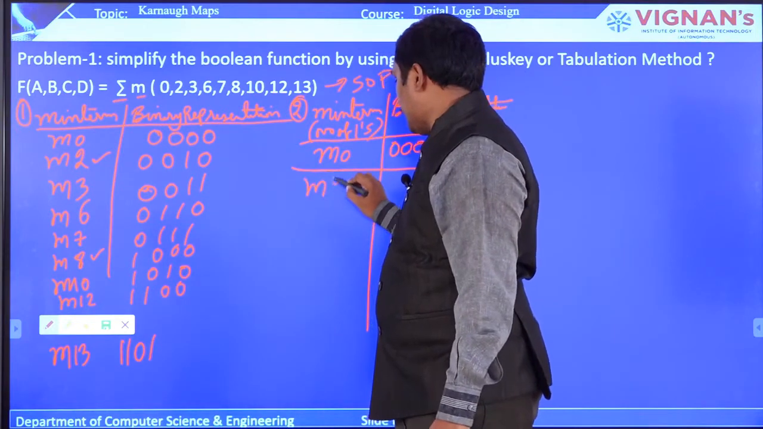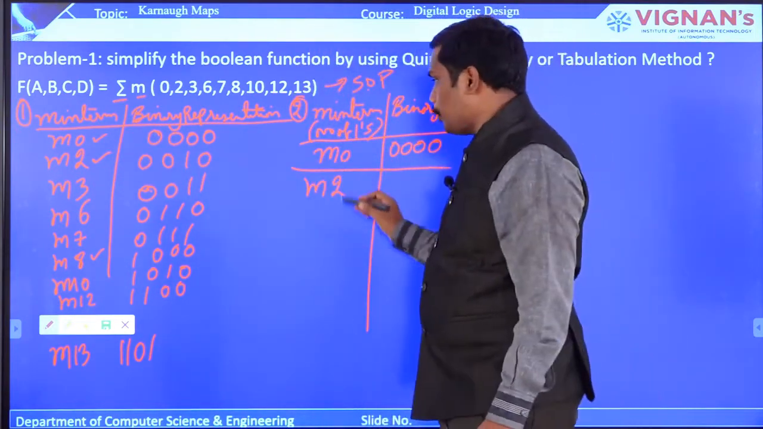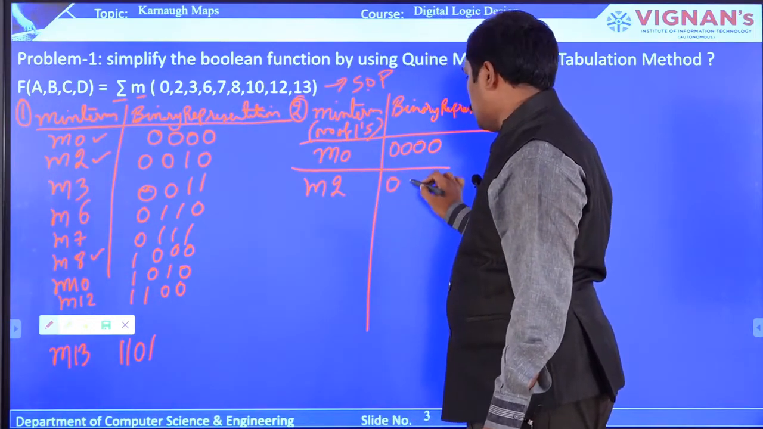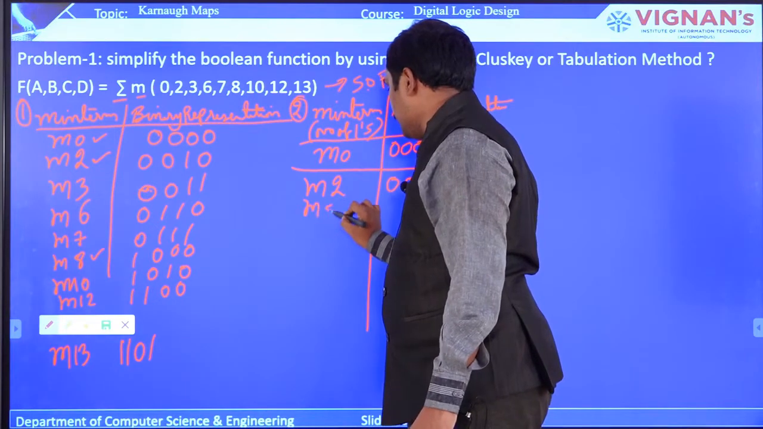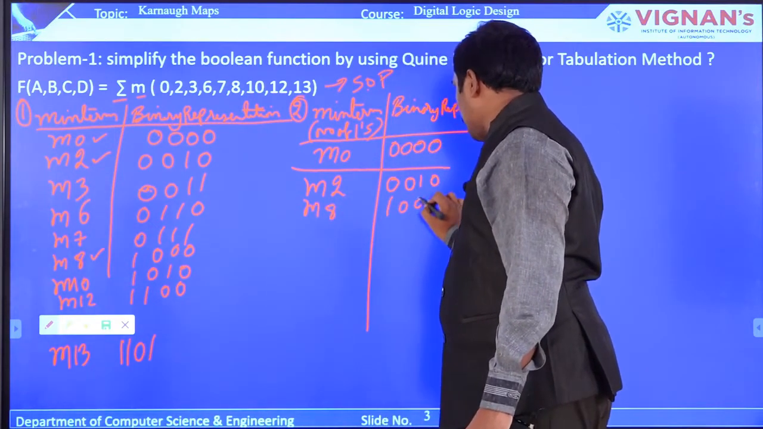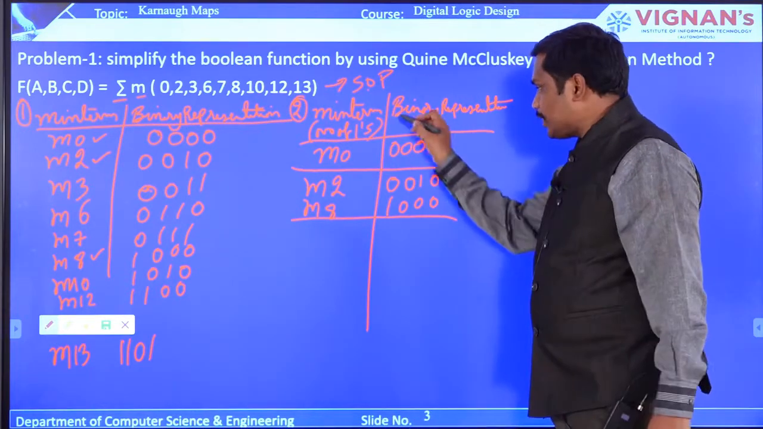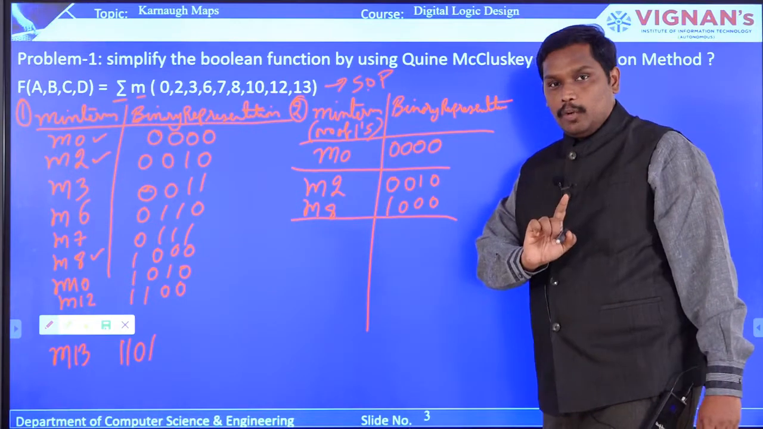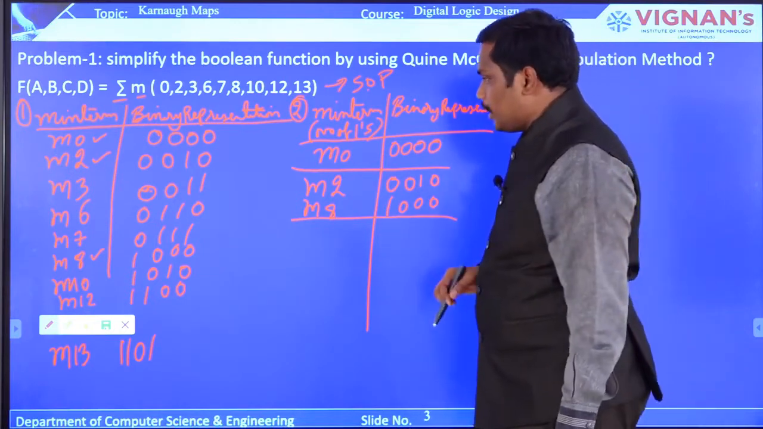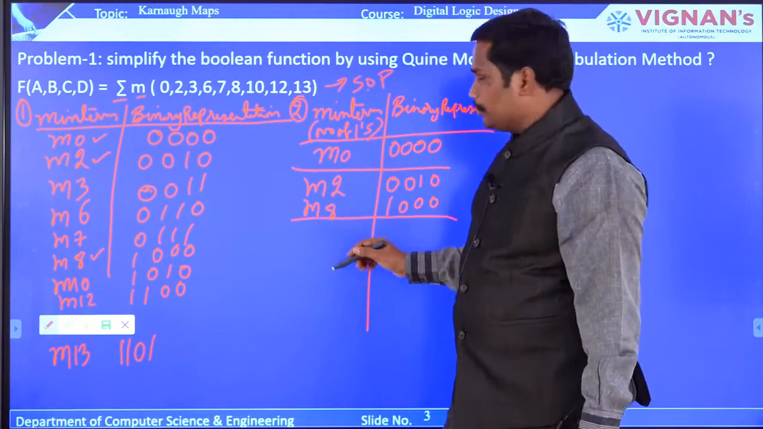So now we'll write M2. M0 is also completed, just put a small tick mark. M2, so we are going to write 0, 0, 1, 0, and then M8, which is 1, 0, 0, 0. So M2 and M8 are completed, which means that this is a group with 1 number of ones. The earlier one was a group with 0 number of ones, and now we'll check for 2 number of ones. That is how you are going to construct table 2.